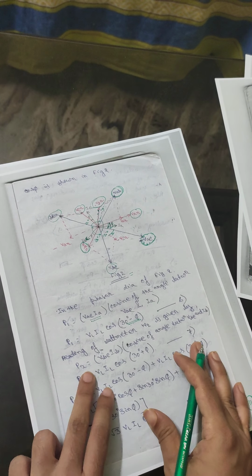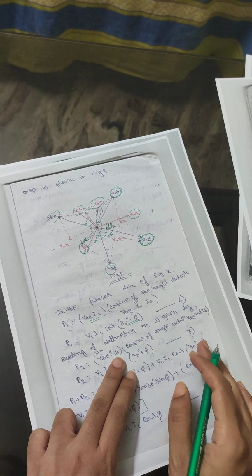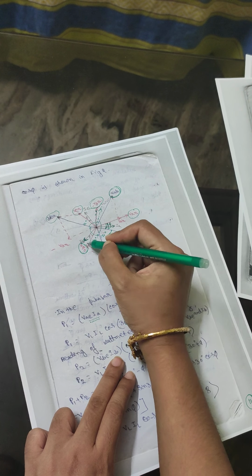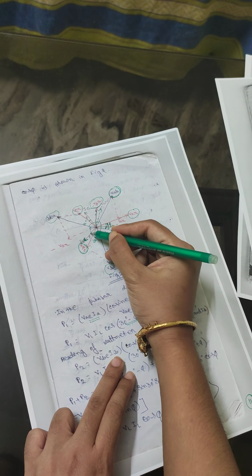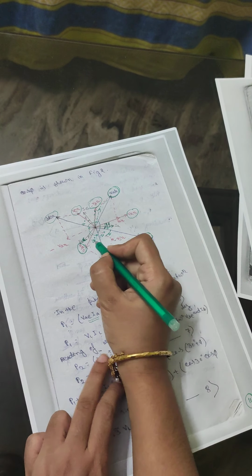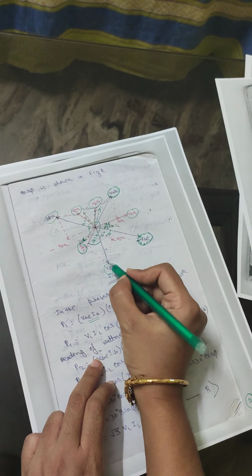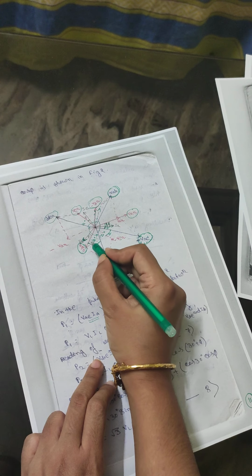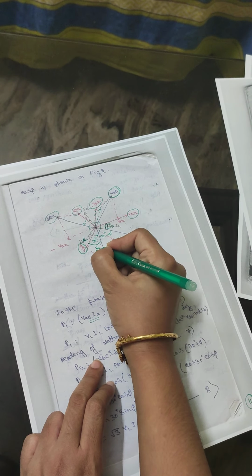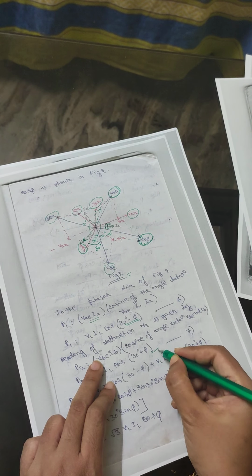For P2, it is VBC into IB. VBC into IB, that means this one. And the total angle between them is 30 plus phi. Why? Because the angle between the line voltage and the phase voltage is 30 degrees. This angle is 30 degrees and that angle is phi, so it becomes 30 plus phi.